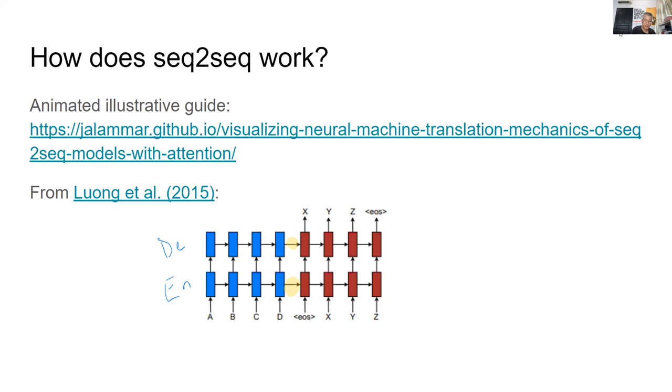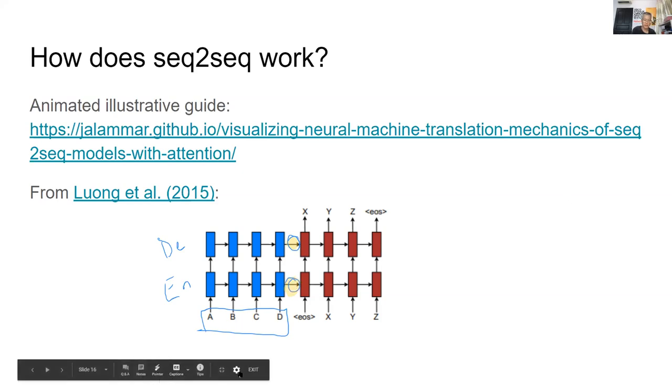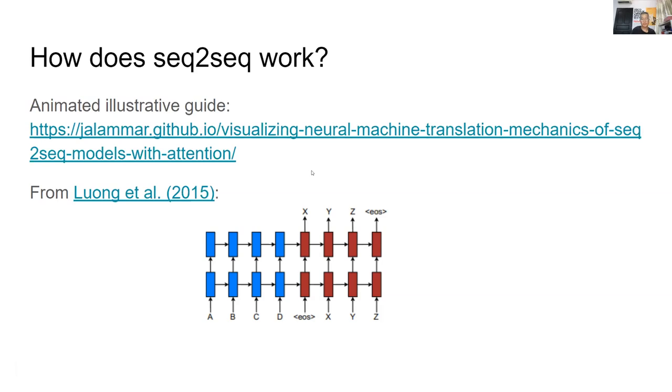So our input is here on the bottom, A, B, C, D. There are then two arrows from the two last blue boxes to the red boxes for the output, right? When the RNN is in its generative mode, what are these two yellow states, yellow transitions, transmitting? Any idea?